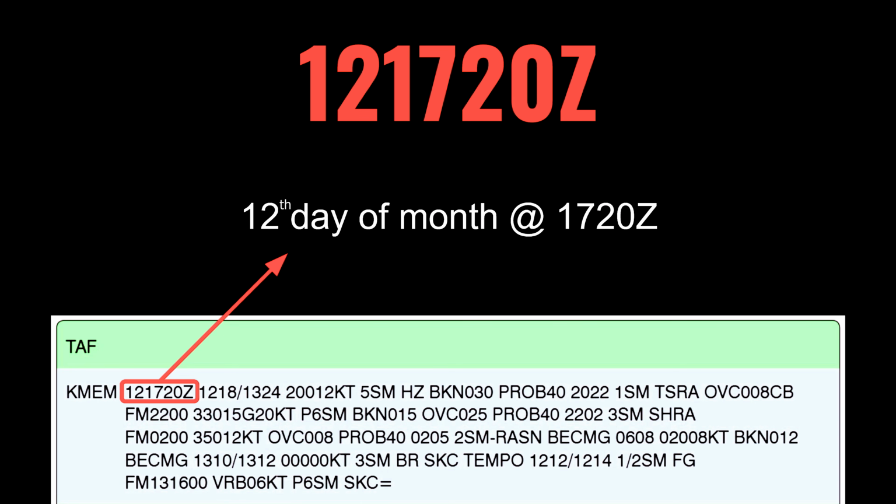121720Z. And what that means at the beginning of each TAF report and METAR report, after they tell you what airport the report is coming from, they're going to tell you when the report was issued. So the first two numbers represent the day of the month. And the next four numbers, it's going to be the time. So 1720, and Z stands for Zulu, which is our 24-hour clock here. There's no AM or PM, so you have to know a little bit about this. But Z is your giveaway that we are dealing with time here. So 121720Z is the 12th day of the month at 1720 Zulu.